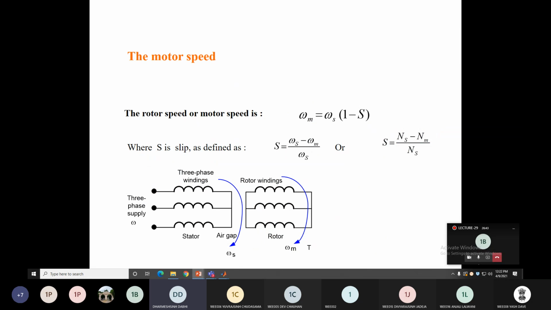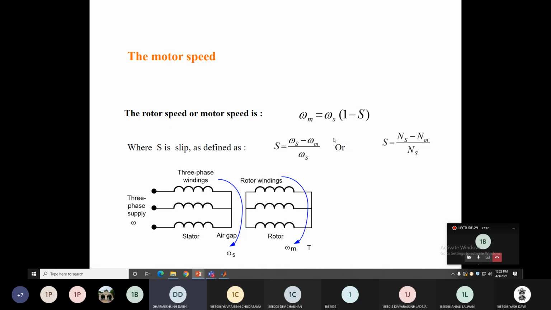Now, the equation of rotor speed, the actual motor speed, is denoted by omega m = omega s into (1 minus s). s is the slip of the induction motor, and omega s is the synchronous speed in radian per second. So that gives the actual motor speed or rotor speed in radian per second. As we know, the equation of slip is s = (omega s minus omega m) divided by omega s, or you can write it in terms of RPM: (Ns minus Nm) upon Ns.